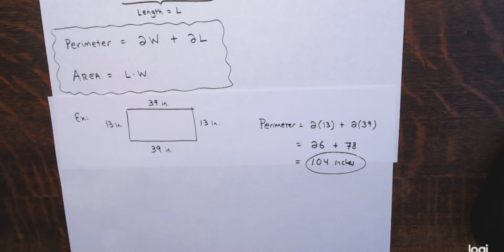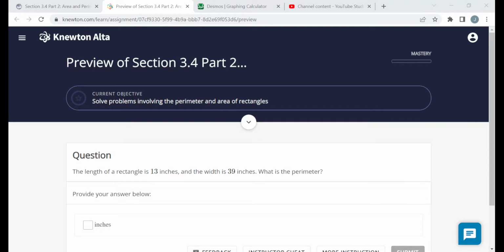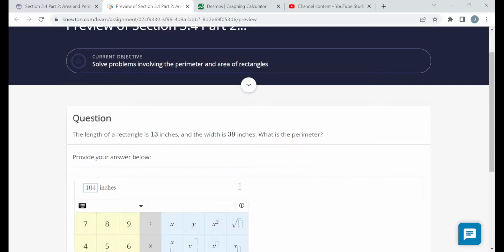Now the nice thing is they already have the word inches written for you, right? They have the units there already. You just have to put the number, right? So the perimeter would be 104, twice the length plus twice the width equals the perimeter.